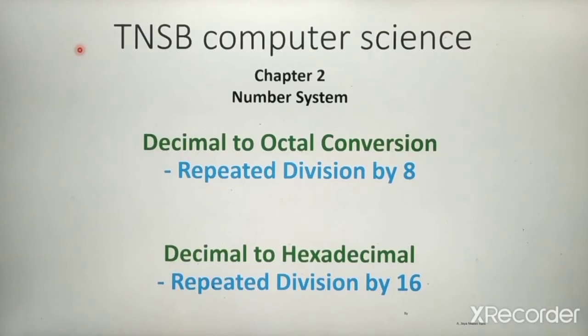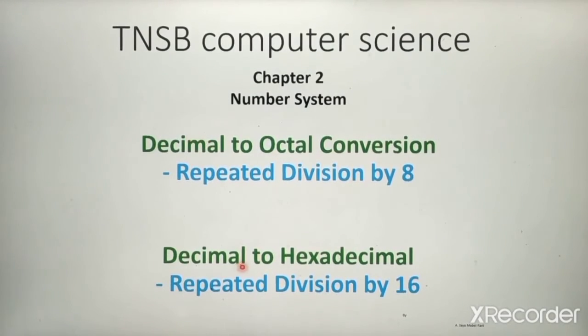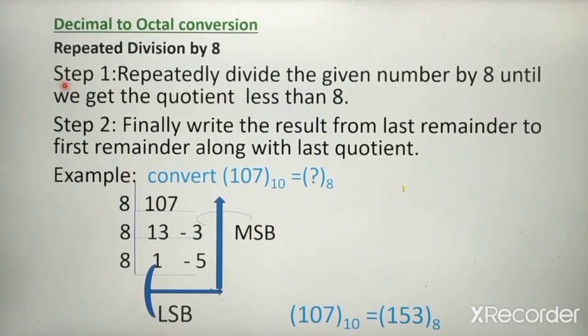In this video, we are going to see about decimal to octal conversion and decimal to hexadecimal conversion by using the repeated division method. First, let's see how to convert decimal to octal by using the repeated division by 8 method. Here, we have to divide the number by 8.